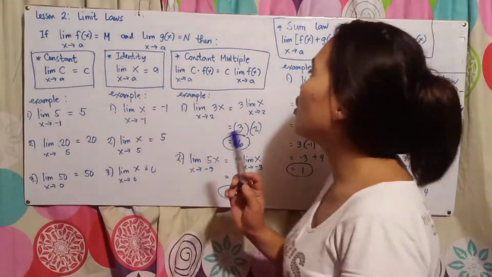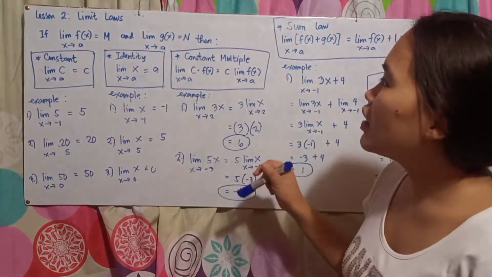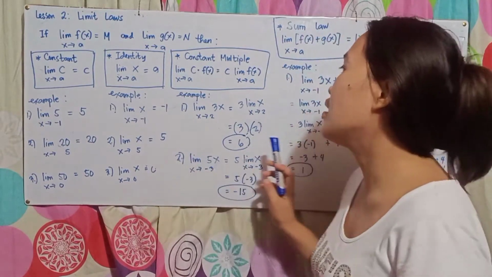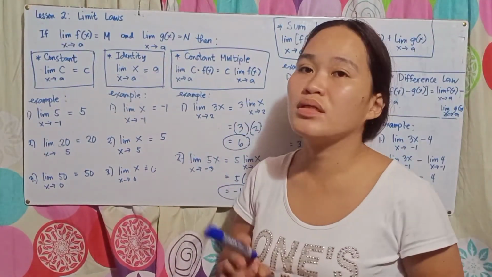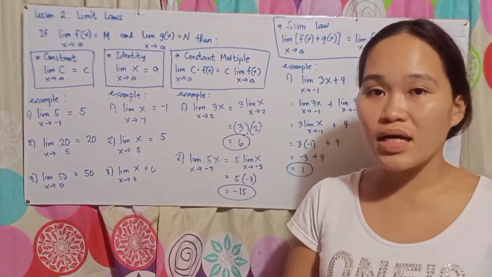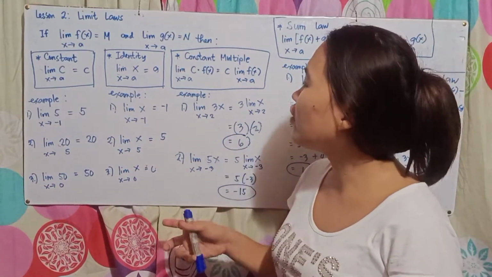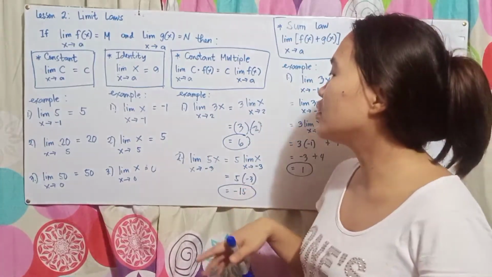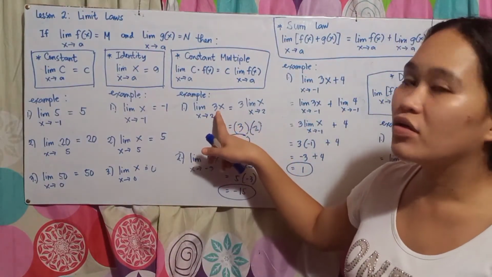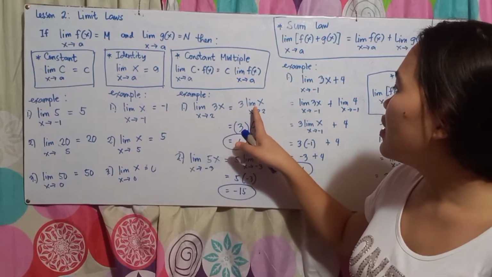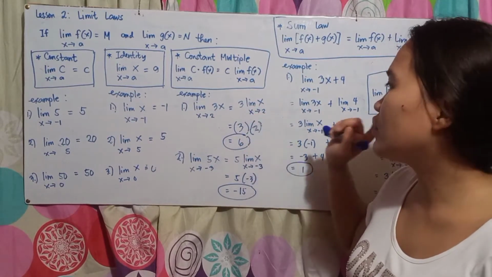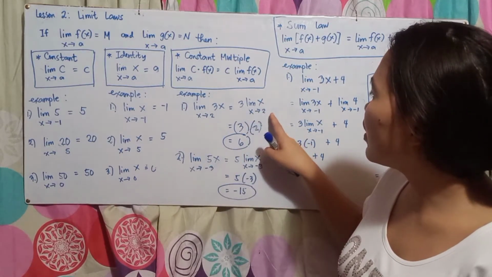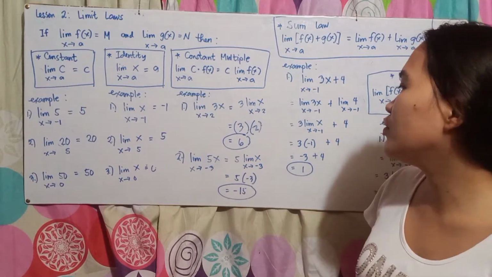Okay, next laws is the constant multiple. So the limit of the constant multiplied by the function as x approaches to a is equal to constant times the limit of the function f of x as x approaches to a. So example, limit of 3x as x approaches to 2 is equal to ang constant na 3 gigawas 3 limit of x as x approaches to 2. So automatic ang 3, then limit of x as x approaches to 2, so 2. So the answer would be 6.